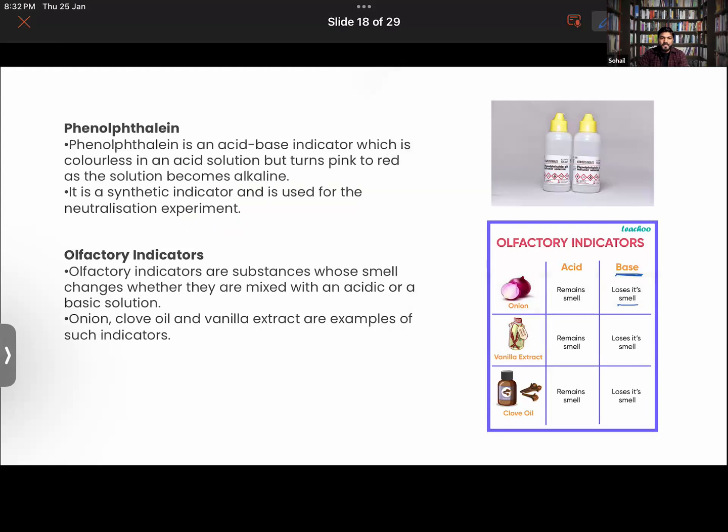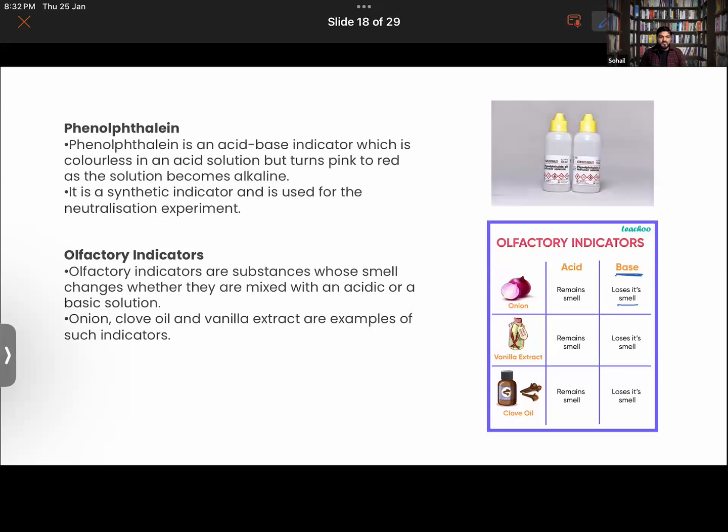Good evening. Vaiga, how are you? I'm good. You have joined class after a long time. Actually I was not well and my exams were going on. Okay, so exams are over now? Yes, sir, it's over. So right now we are revising the chapter acids, bases, and salts.